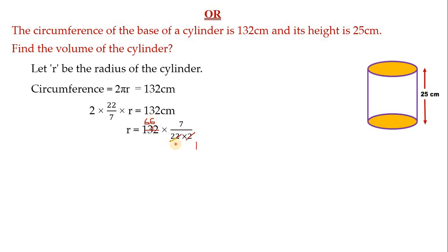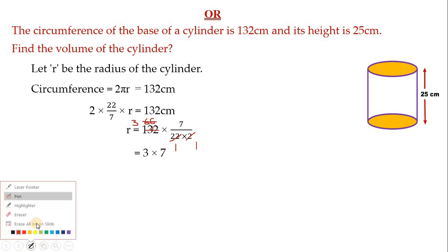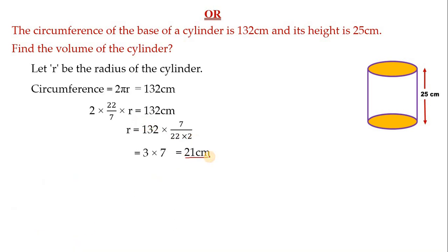Next, 22 ones are 22, 22 threes are 66, children. Now here 3 into 7 is the simple. So 3 sevens are 21, so 21 centimeter is the radius. Now we have got the radius, so we can easily find the volume of the cylinder. Its formula is pi r square h.